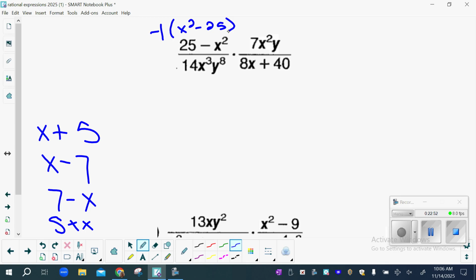Because you want to go x plus 5, x minus 5. Right? Difference of squares. 16. Because it's squish. You put it all together and you write it. That's the last step, squishing it all together.